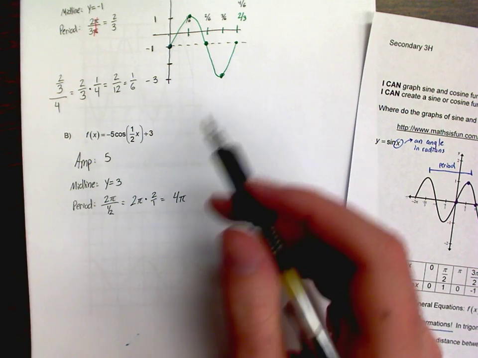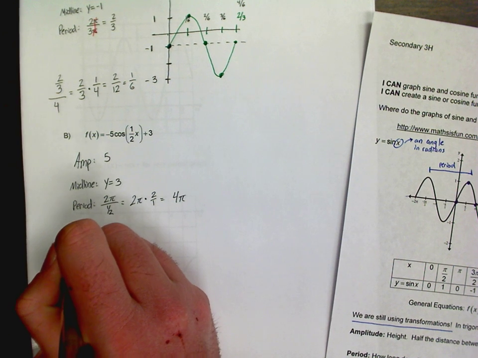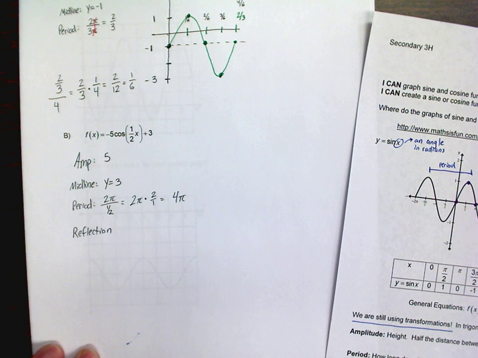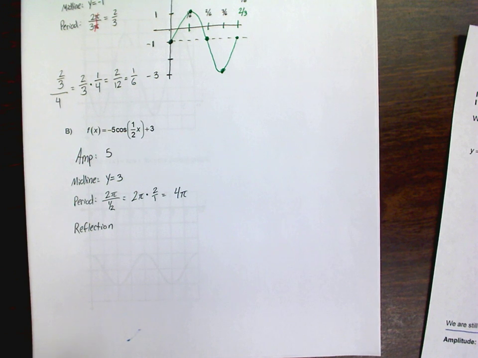And then something else to notice is we need to say that there's a reflection. And I often forget about this, so hopefully, knock on wood, that I don't forget it because I'm writing in pen. So this negative right here caused a reflection.